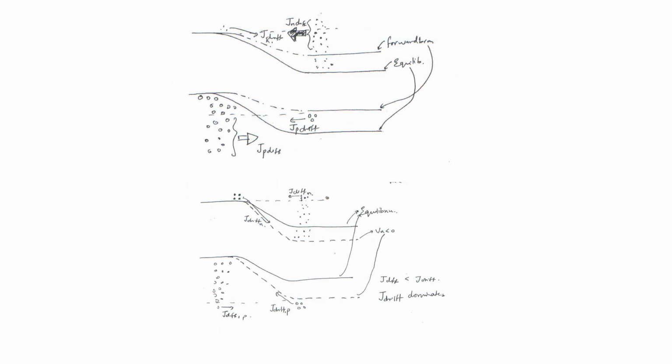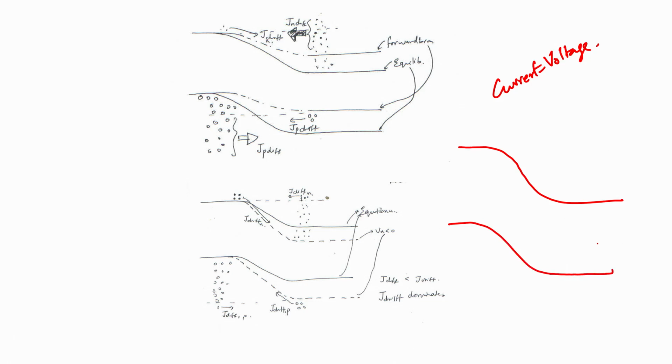So, now let us start heading towards understanding the current voltage characteristics. What defines the current voltage characteristics in a PN junction? At equilibrium, let me just draw the equilibrium band bending diagram.